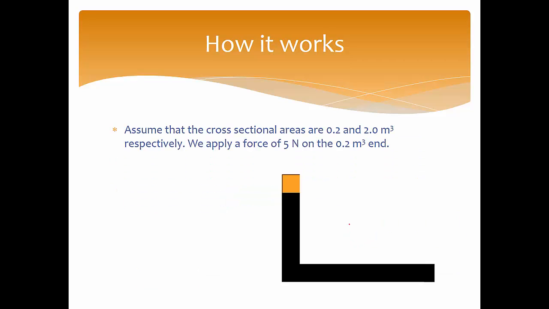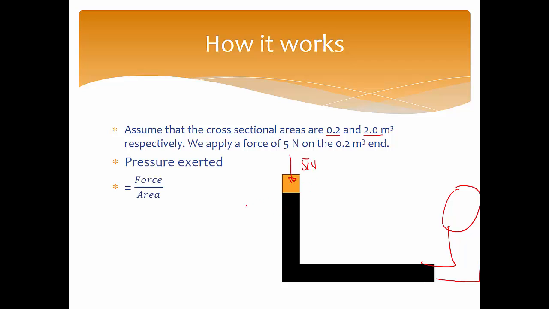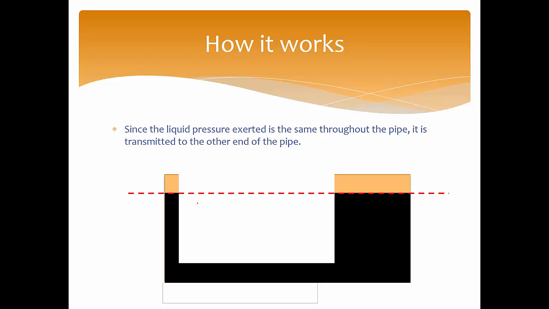So assuming that the cross-sectional areas are 0.2 and 2.0 on this end and this end respectively, we apply a force of 5 Newton at this end. So the pressure exerted over here can be calculated by force over area, and since we know the force and we know the area, the pressure exerted is equal to 25 Pascal. So we find that the pressure exerted is just 25 Pascal. Okay, so since the liquid pressure exerted is the same throughout the pipe, it is transmitted to the other end of the pipe.